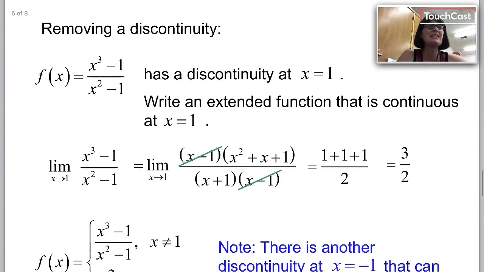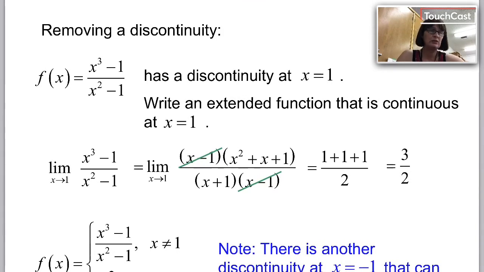For a function to be continuous at x equals 1, the limit as x approaches 1 must equal f of 1. So right now, f of 1 is undefined. If I replaced x with positive 1, I'd have 0 divided by 0, which is undefined. If I graphed this, there would not be a y value to fill in at x equals 1. But if I can find the limit, then I can choose a value to fill in the hole, and that's what I'm going to do.